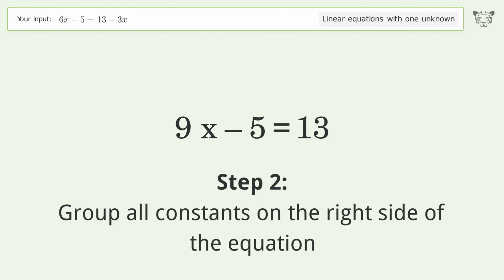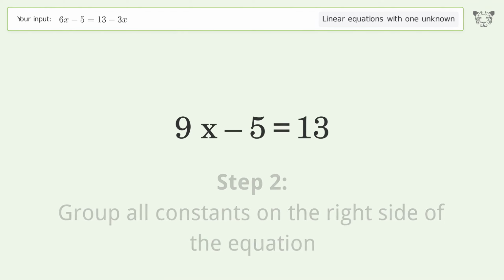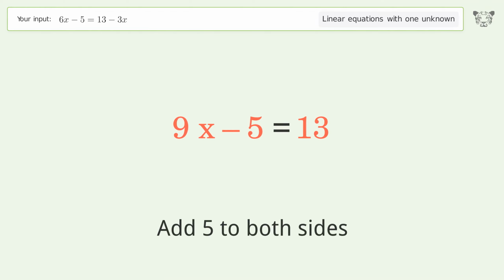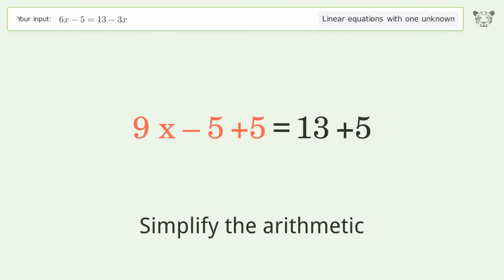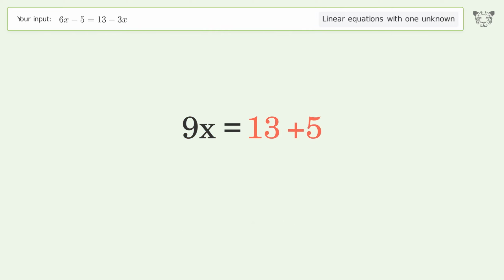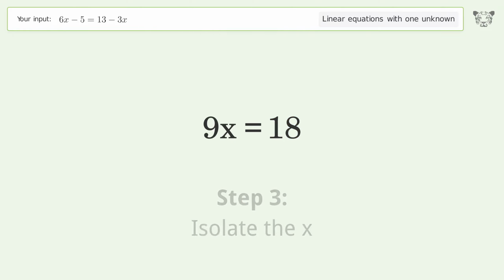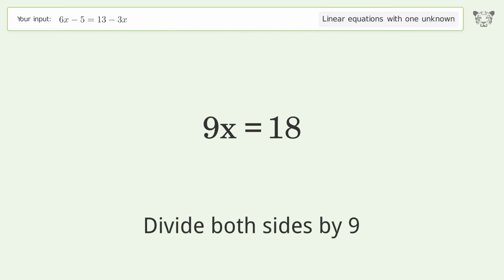Group all constants on the right side of the equation. Add 5 to both sides. Simplify the arithmetic. Isolate the x. Divide both sides by 9.